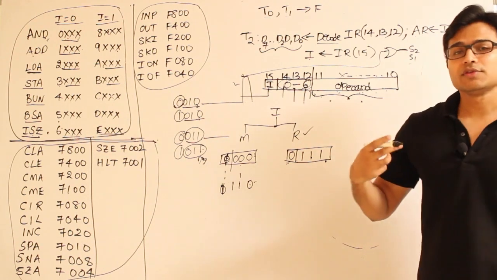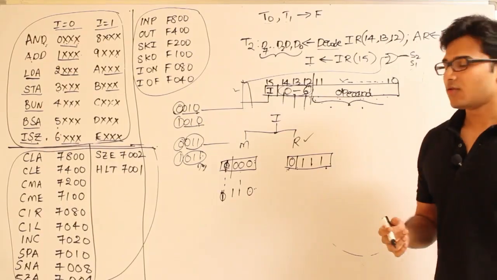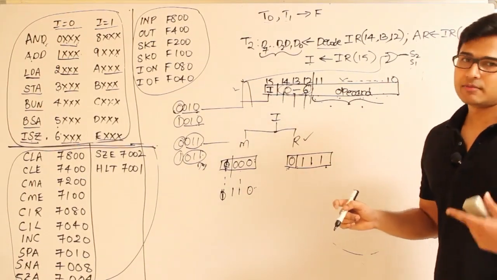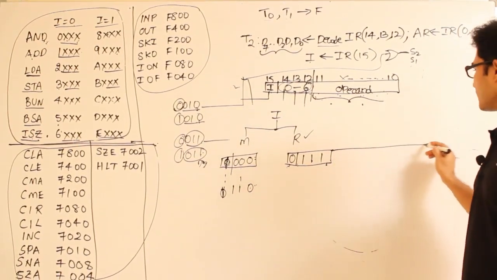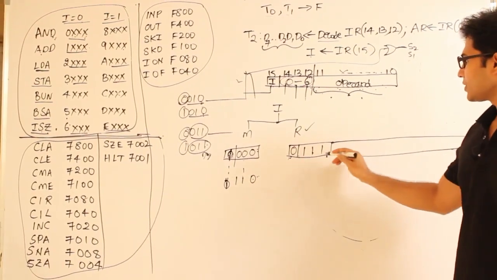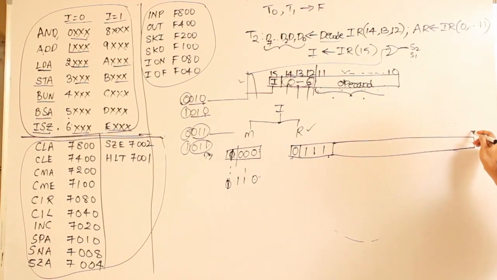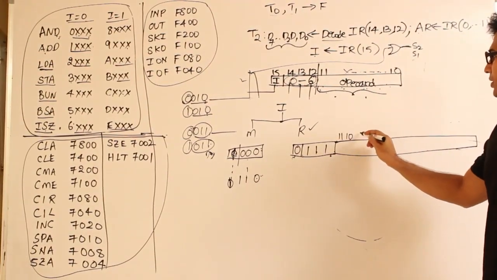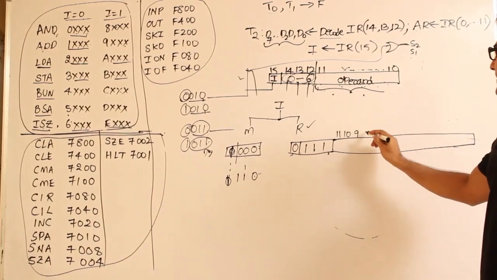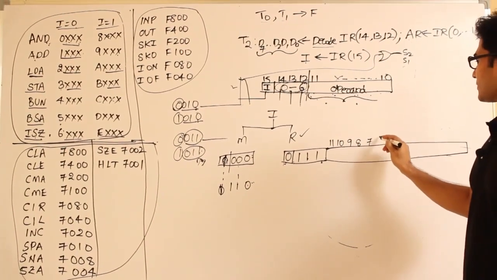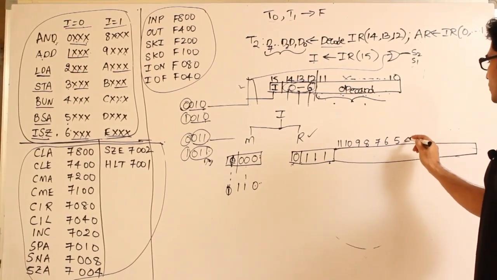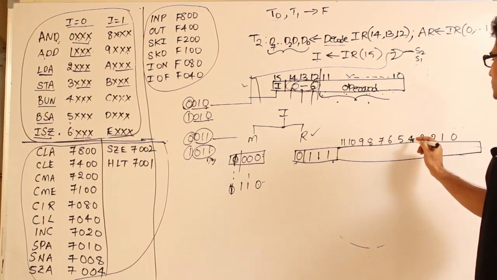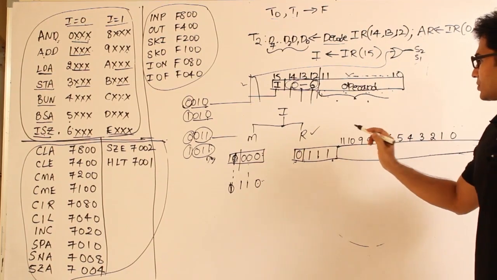But what type of operation you should perform depends on the remaining bits. How many bits are remaining? 12 bits are remaining. So let me number them: 11, 10, 9, 8, 7, 6, 5, 4, 3, 2, 1, 0.